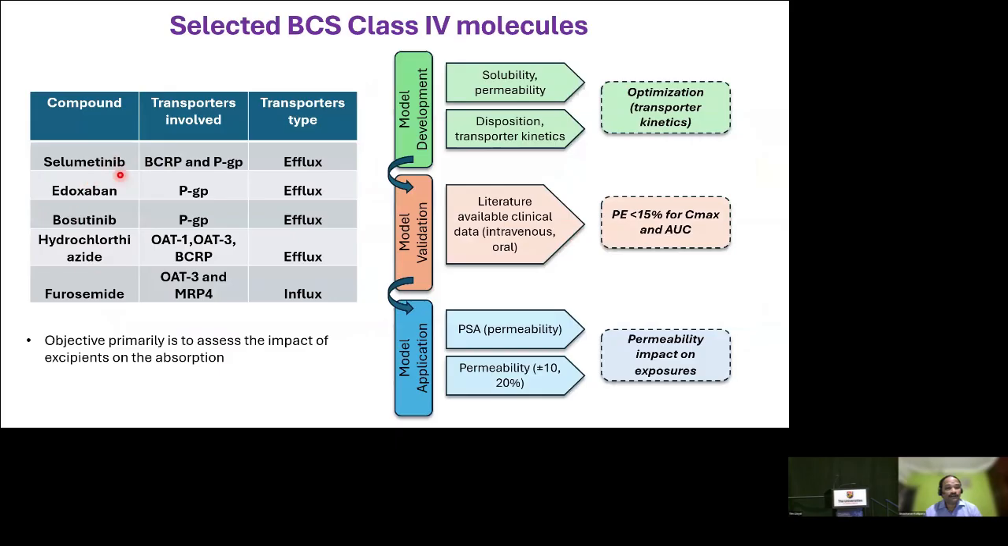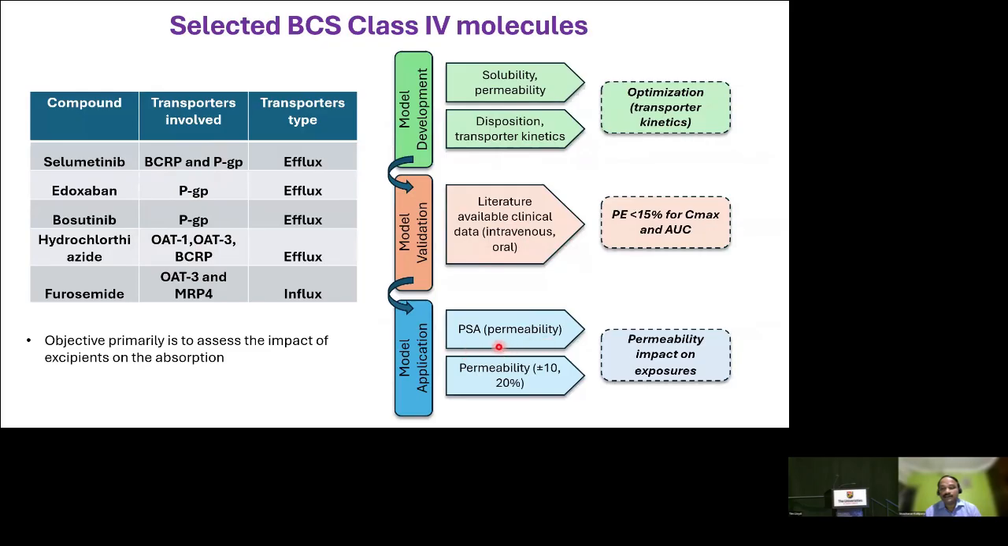So these are the set of molecules which we have utilized in the PBPK modeling, and these are the transporters involved, and this is the modeling workflow. We started with the model development with all physicochemical properties as well as the disposition and also the transporter kinetics, and we have optimized the transporter kinetics wherever it is applicable. And then we have validated the model at least at 2 different doses, and in the cases where the intravenous dose is available, we have validated the model, and the oral doses, at least 2 doses, we have validated the model, and the prediction errors of the acceptable model should be less than 15%.